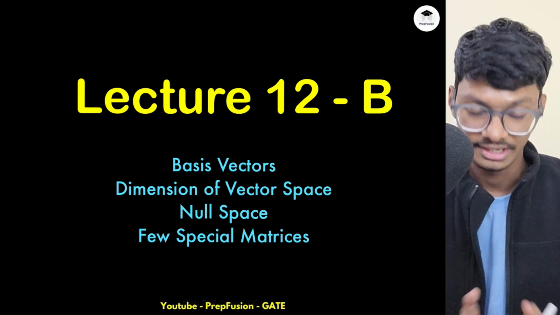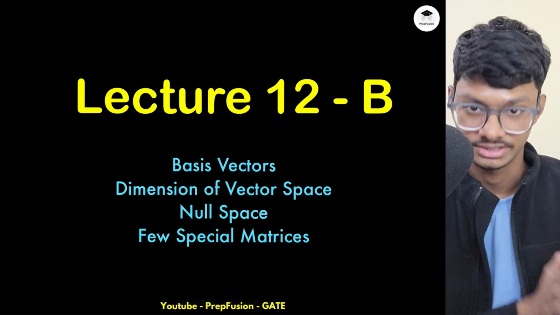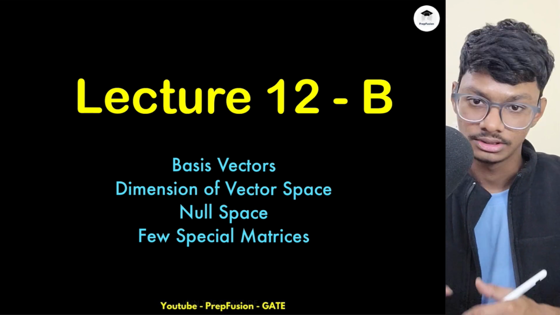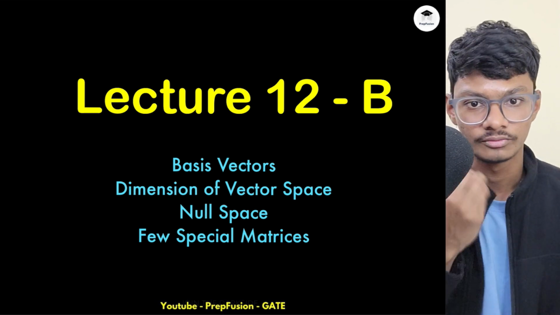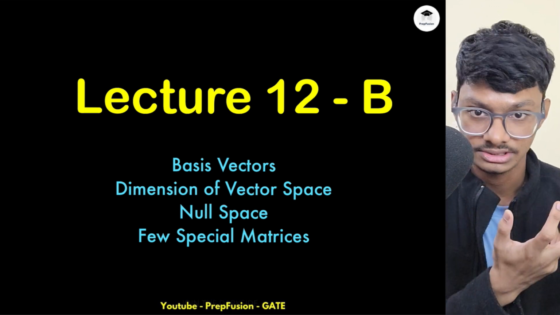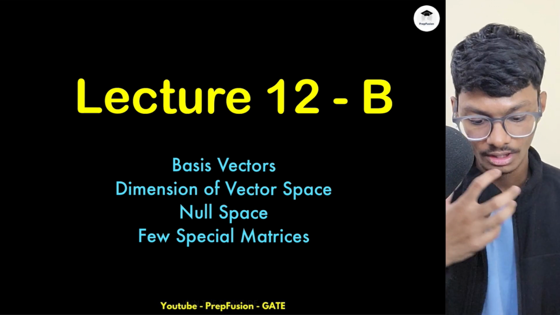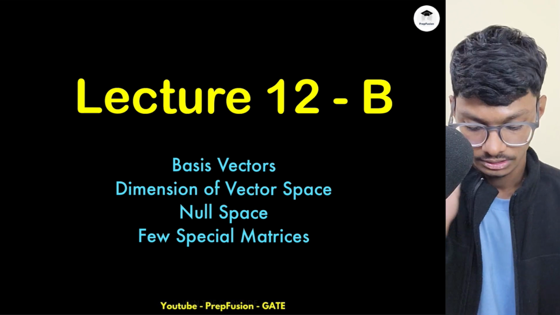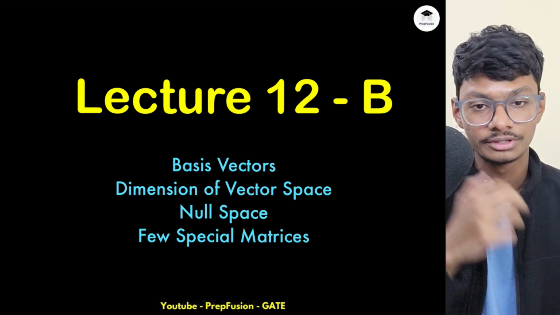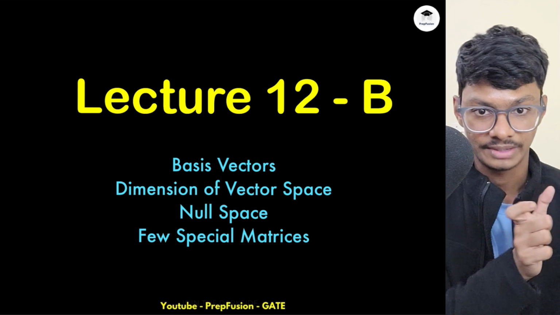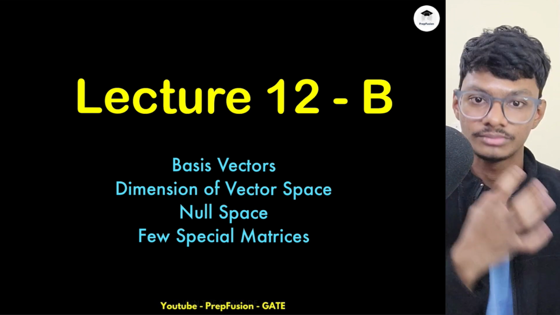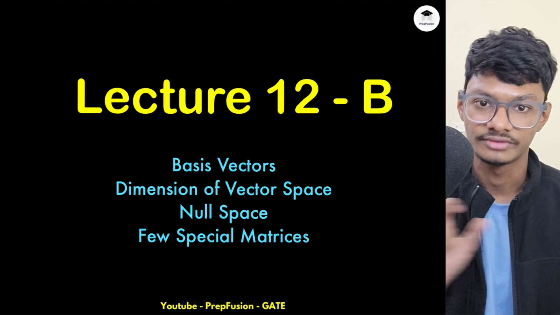So today we'll be starting lecture 12B of the linear algebra chapter. In lecture 12A and B, what did we study? We studied vectors, vector spaces, linear span, and rank also. Basically, we use the concept of rank to find the linear span, right? So we are using the same thing over and over again, but just with different names.